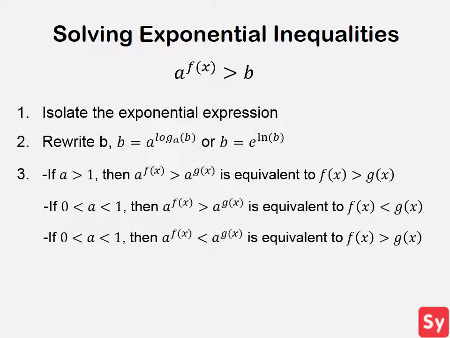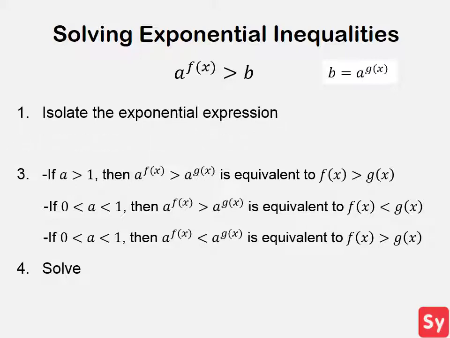Next, depending on the value of a and the inequality sign of the problem, we use one of these rules. The rule for when a is greater than 1 can be applied to any inequality sign as long as a is greater than 1. Just make sure to change the signs. Our final step is to solve the inequality from step 3. If b in the original inequality is an exponential expression with a base equal to a, then you can skip step 2 and move on to step 3. Now let's see some examples to better understand.